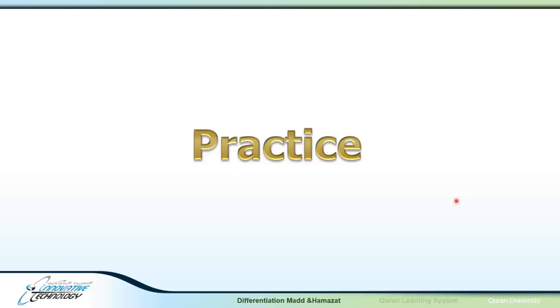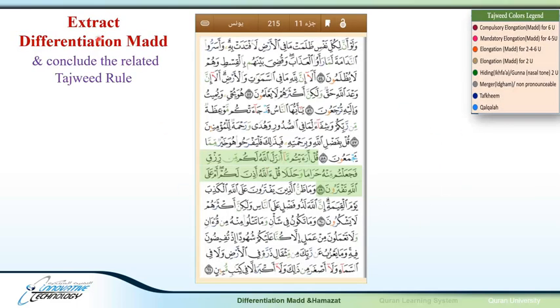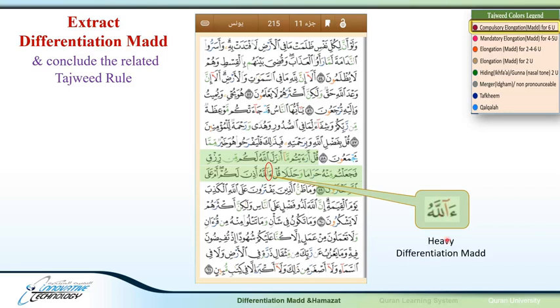Let's now put what we have learned into some practice by attempting to extract the differentiation mad and conclude the related tajweed rules from the shaded verses in these pages of the Quran. We'll look here for a mad letter with a dark red color, and we'll find here Allahu. In Allahu, we find the questioning hamza followed by an alif with a mad symbol, and the al-ta'rif here is followed by the shadda. That's why this is a heavy differentiation mad.